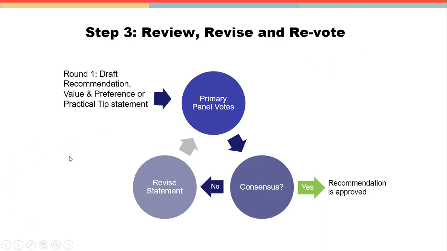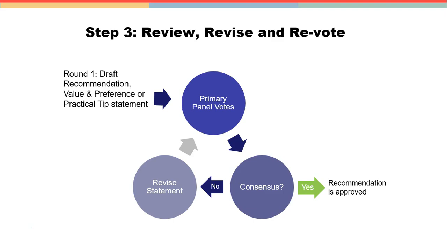Step 3 is to review, revise, and re-vote on those recommendations that did not achieve consensus in the first round. When there is moderate consensus, the panel needs to review and address the comments. They should revise the wording as needed to address the comments. Minor edits that don't change the context do not need to be re-voted on. However, if the changes are significant wording changes or change the context, then a re-vote is required.